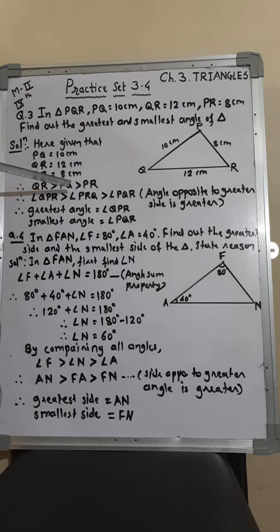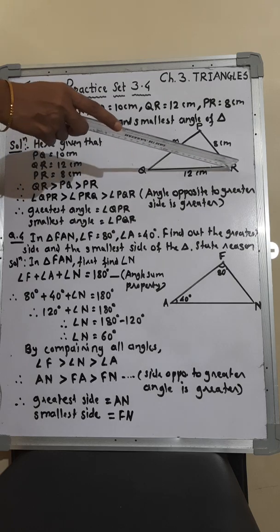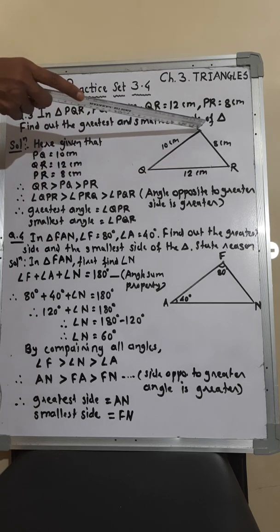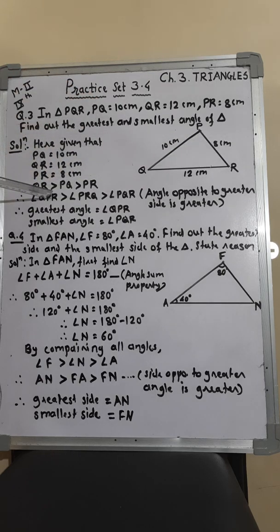QR is greater than which side? PQ. PQ is greater than PR. In this way you have to compare all three sides. Now you have to write the angle opposite to each side. Angle opposite to this side QR is angle P, that is angle QPR. The second side is PQ.